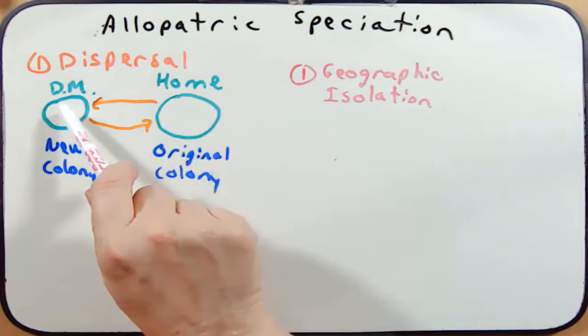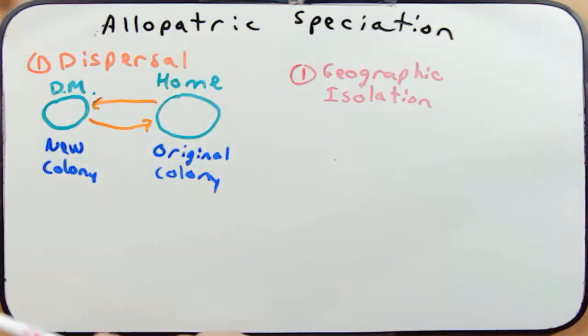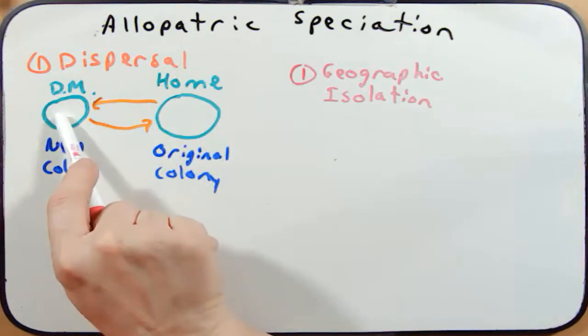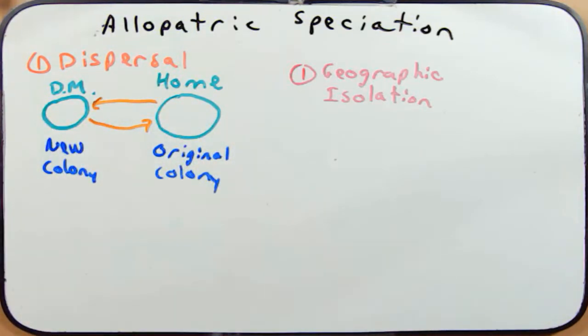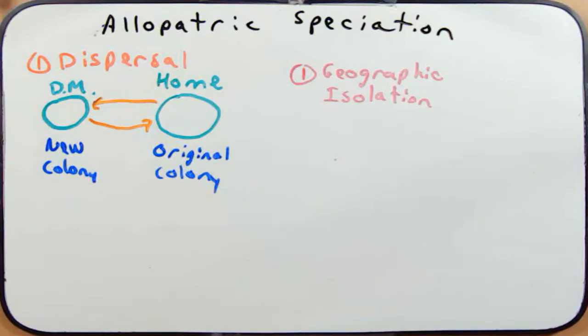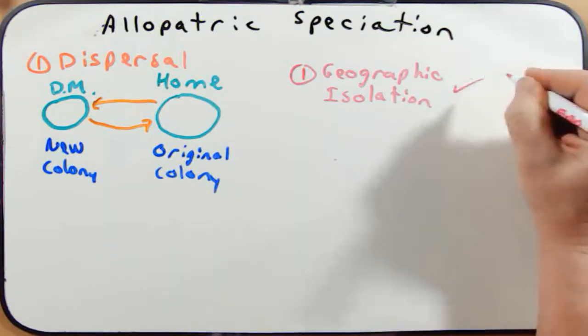And then when they migrated to Daphne Major, remember a few of them stayed there. And then the rest came back over to the main home island to breed. And these ones that remained here started breeding with each other. So now you have a geographic isolation where you have 2 different populations breeding on 2 different islands. So the first step has been achieved.